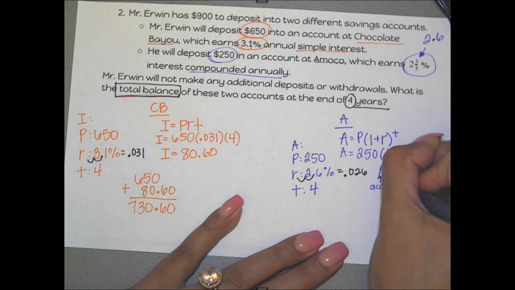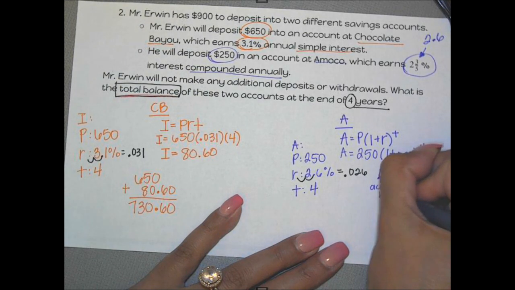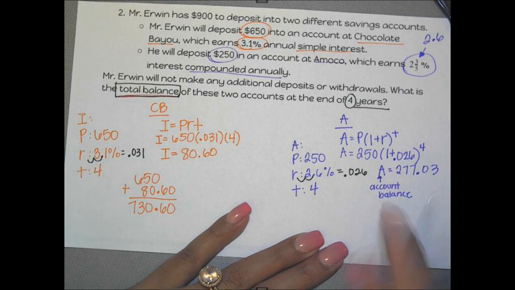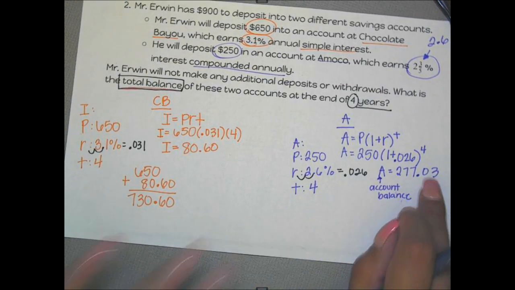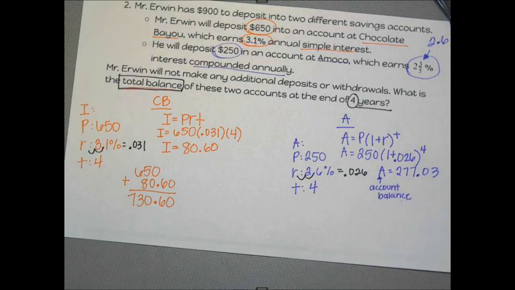Now over here for Amico, I need to remember that A is my account balance. That's what my A stands for. That's the ending total there. Okay. So he has $277.03 in his account at Amico.